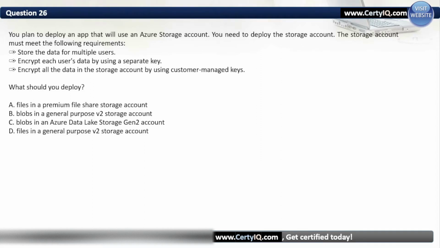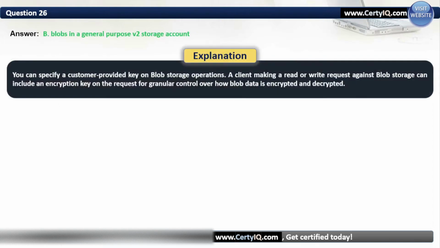The correct option is B, blobs in a general purpose V2 storage account. You can specify a customer provided key on blob storage operations. A client making a read or write request against blob storage can include an encryption key on the request for granular control over how blob data is encrypted and decrypted.